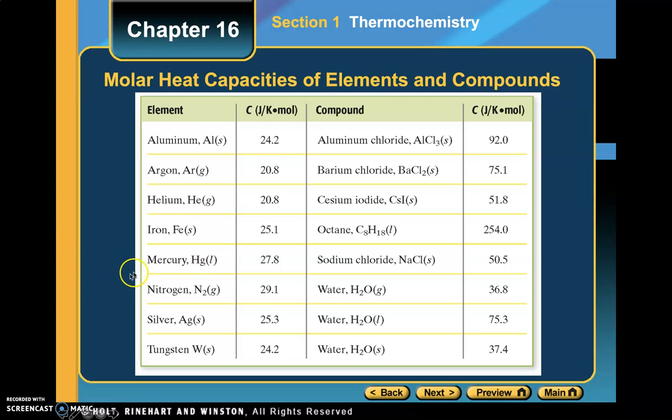And so there you can see like aluminum compared to aluminum chloride. Well, we can see that the aluminum chloride has a much higher molar heat capacity, right? And so it's going to be able to absorb heat more readily than the aluminum will.